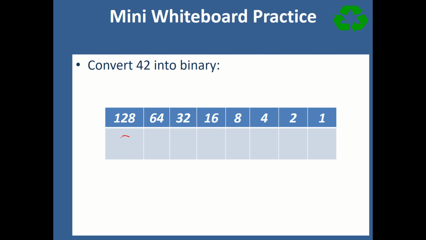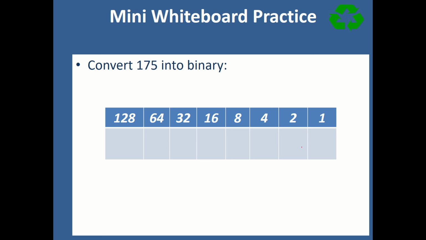Now 42 doesn't go into 128, so that's 0. 64 is a 0. 32 is a 1. Now we've got 10 left. 42 minus 32 is 10. So we're going to put a 0 on 16, a 1 on 8. So 10 minus 8, you might want to write 10 down to remind yourself, is 2. So we're going to end up like that.